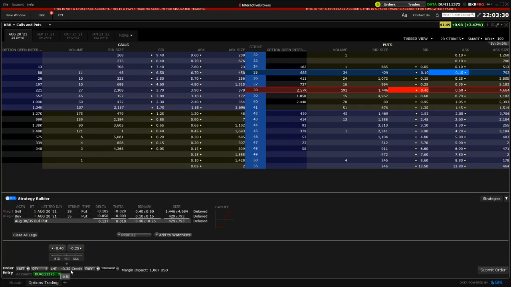So 4 times 0.35, it's around $1.2, which if you multiply it by 100 will become a $120 credit for this trade. So let's submit that. And you should never forget that you are selling 38 and buying at 35, and you should never reverse this if you are opening a put spread.